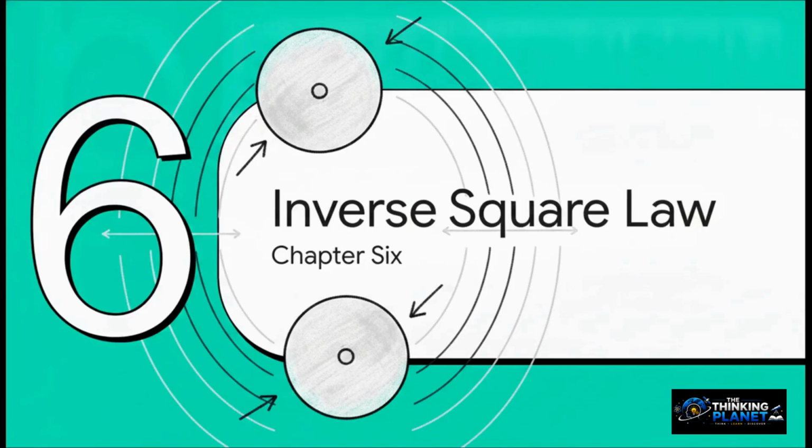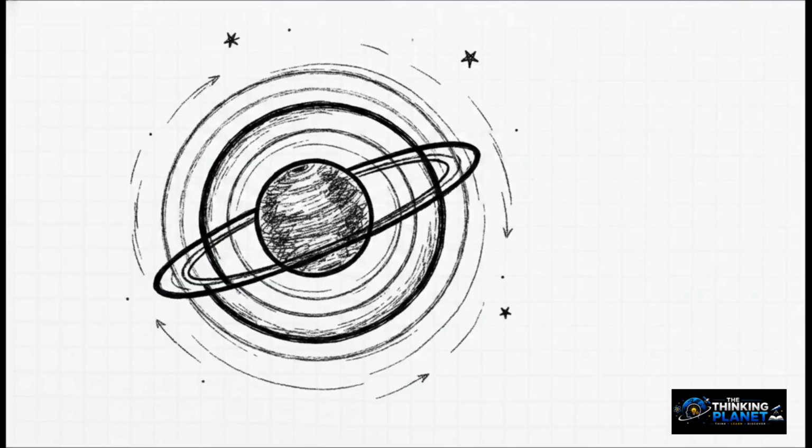Finally, we've arrived at our last chapter for today, the inverse square law. Consider this a bonus round for my overachievers out there. We established that gravity is inversely proportional to the square of the distance between objects. But what does that actually mean in plain English?